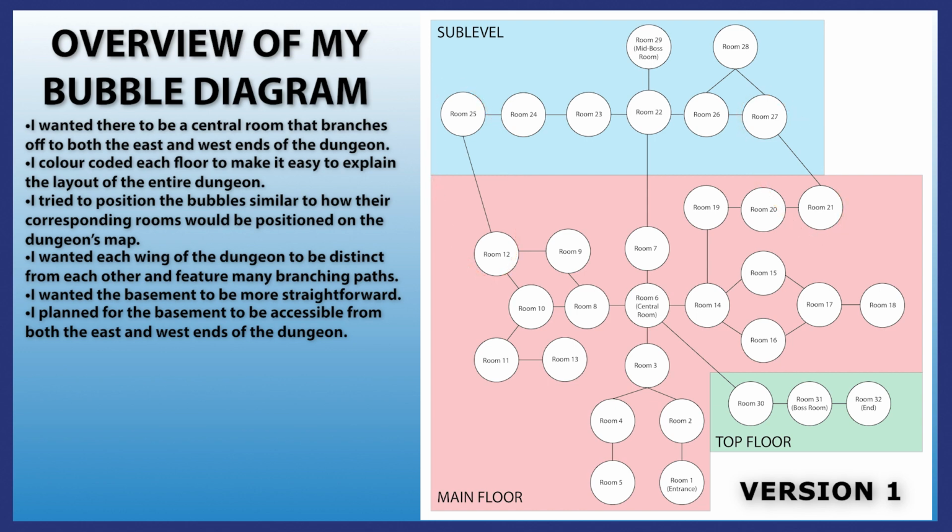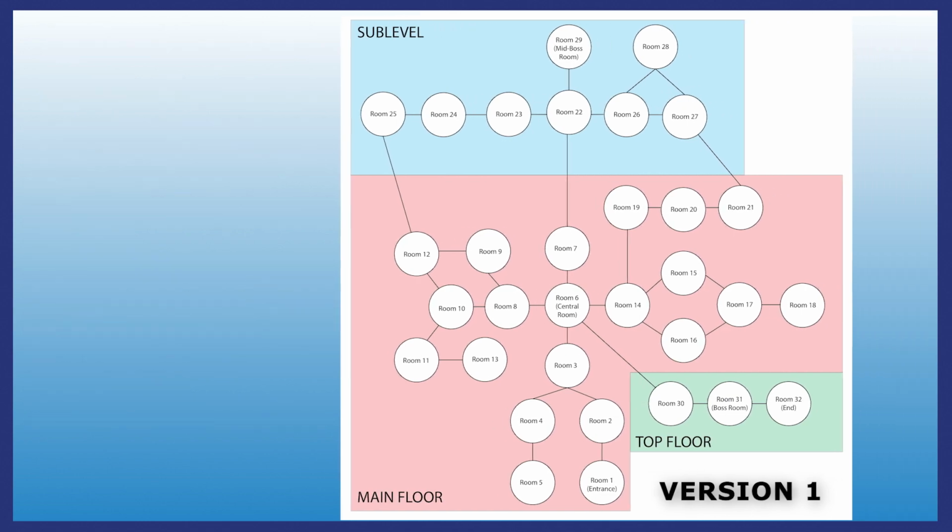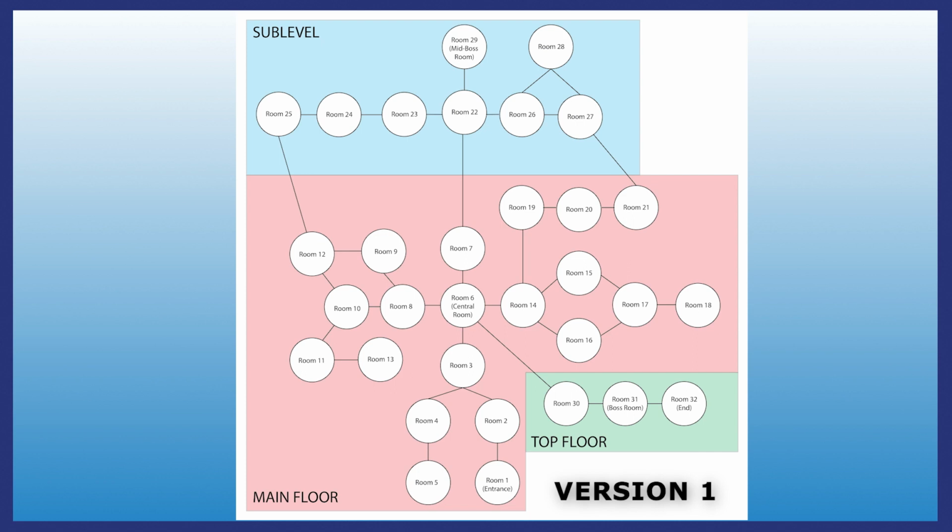At this stage, I was more concerned with thinking about which rooms would connect to which, rather than exactly how they would be connected. I wasn't necessarily thinking about which doors would be locked, nor did I think about which rooms would only be accessible with a specific item. The only thing I decided on for certain was where the player could access different floors of the dungeon. I did create a couple different iterations of the diagram, but I'll be getting to those later on.